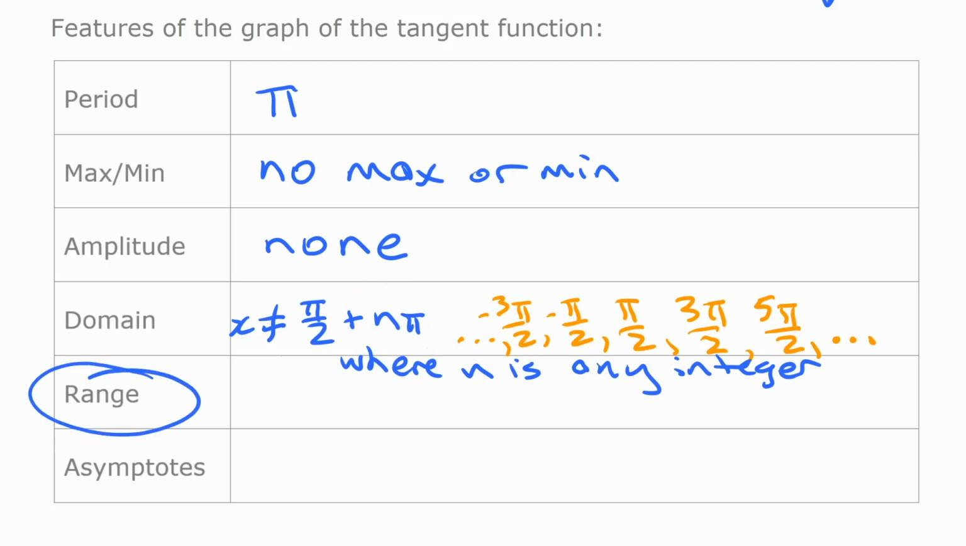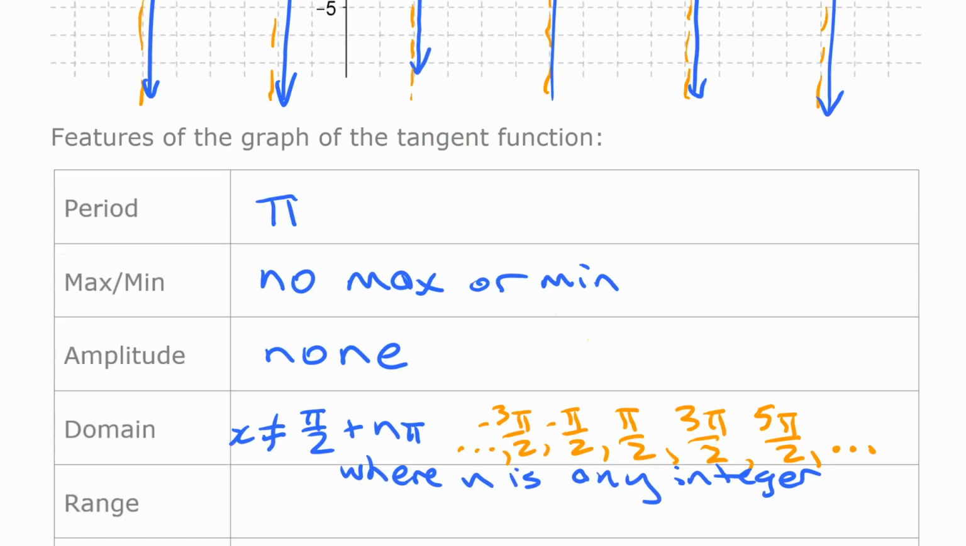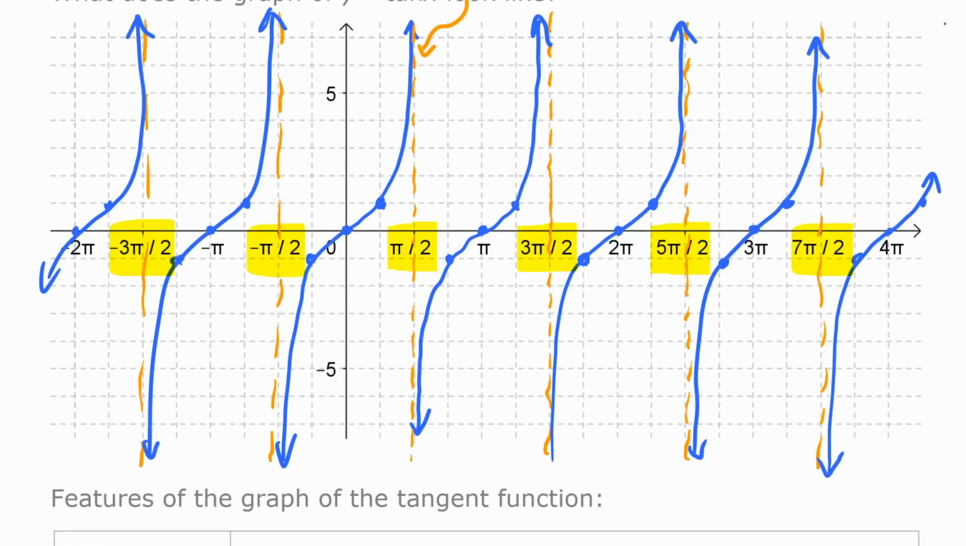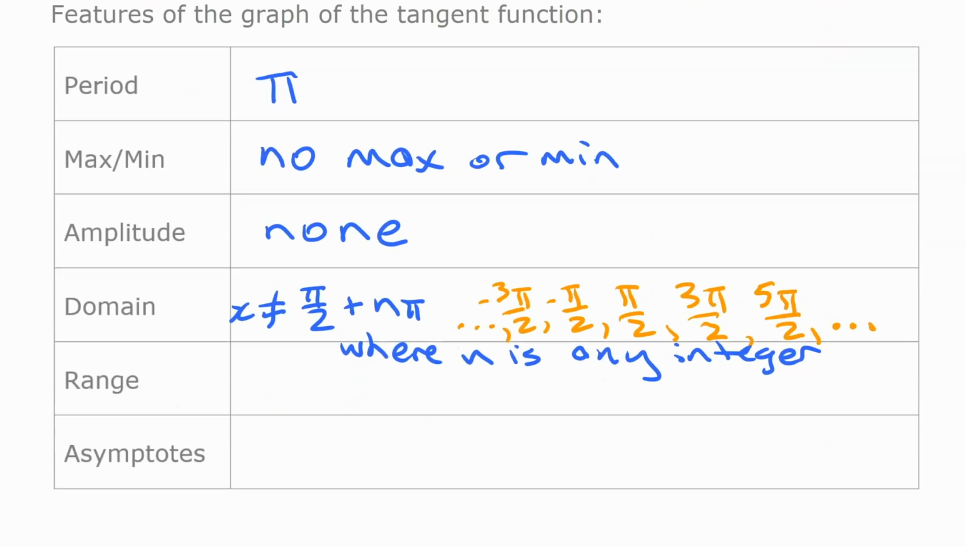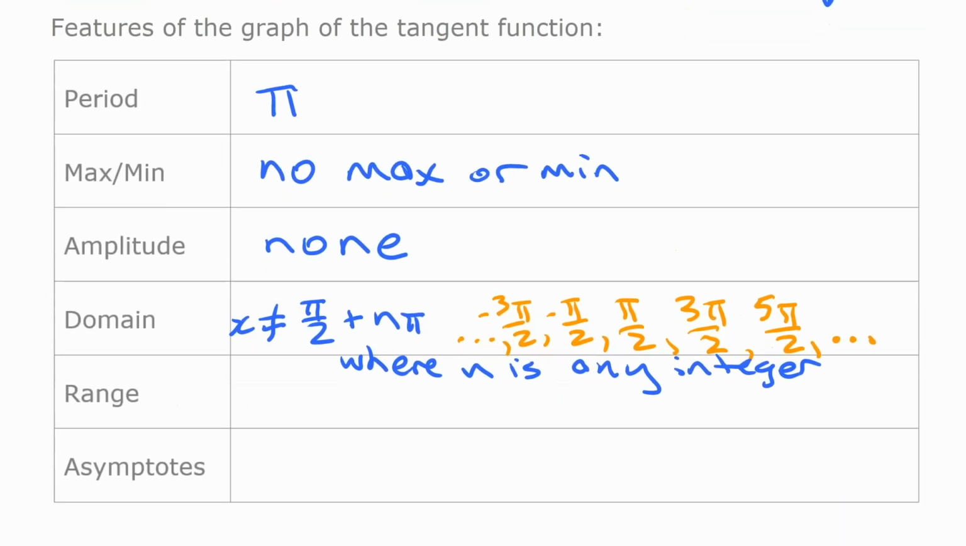The range, on the other hand, if you think back to the graph here, everything is covered. All the y values are possible. Since this goes up and it goes down infinitely, every value is possible as a tangent ratio for y. So what you can write there is all real numbers. I'm going to put it with words. You can put it with symbols if you want, but I prefer this.